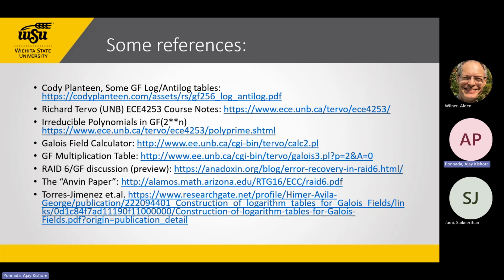And these are some of the references you can go through: GF log and anti-log tables. We know how to build log and anti-log tables, and there are some course notes over there. Irreducible polynomials, Galois field calculator. We have calculated Galois fields and we know how to calculate them. Then the multiplication table, the RAID 6 GF discussion, and the Anvin paper.